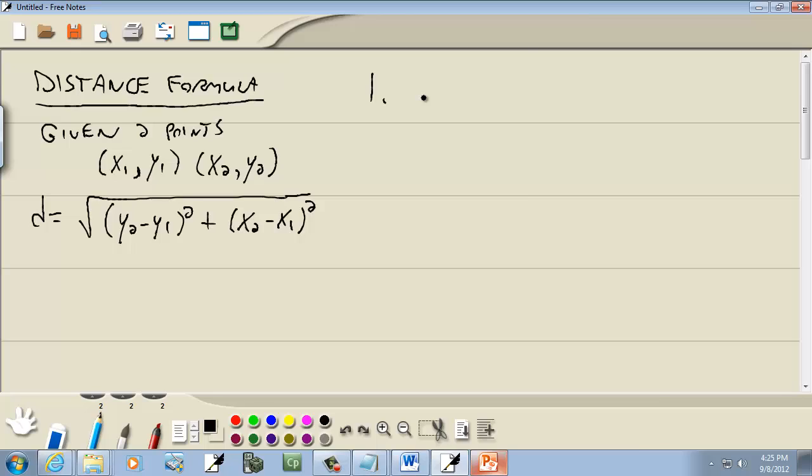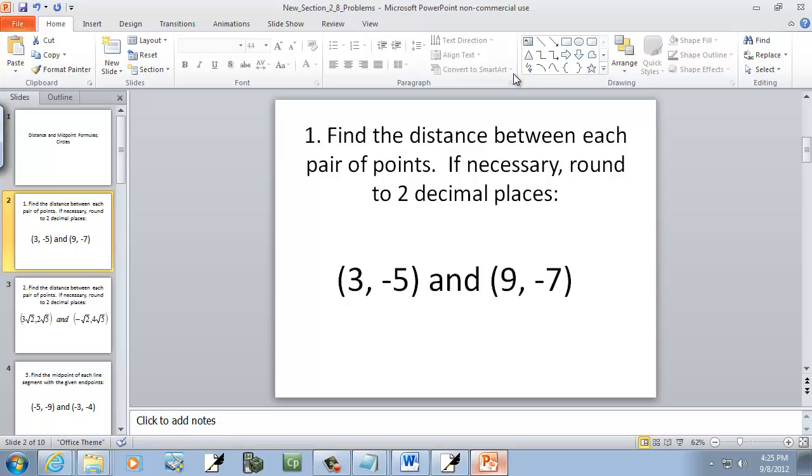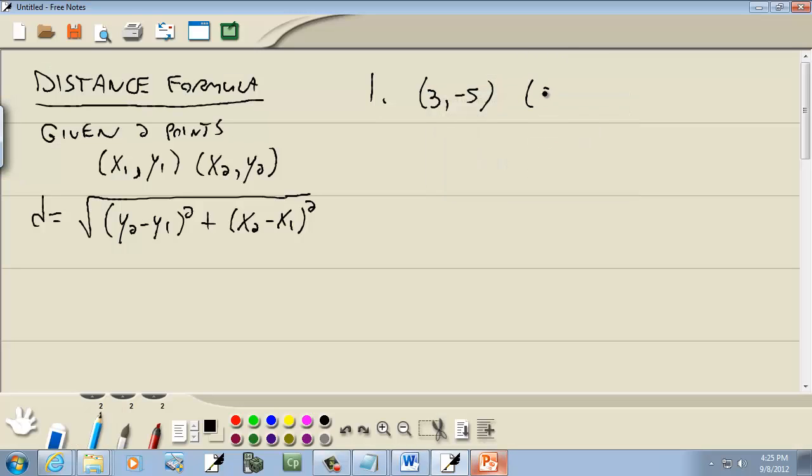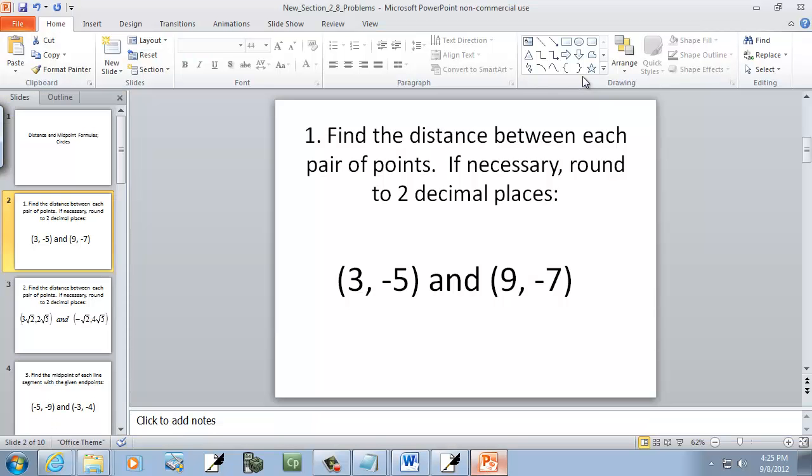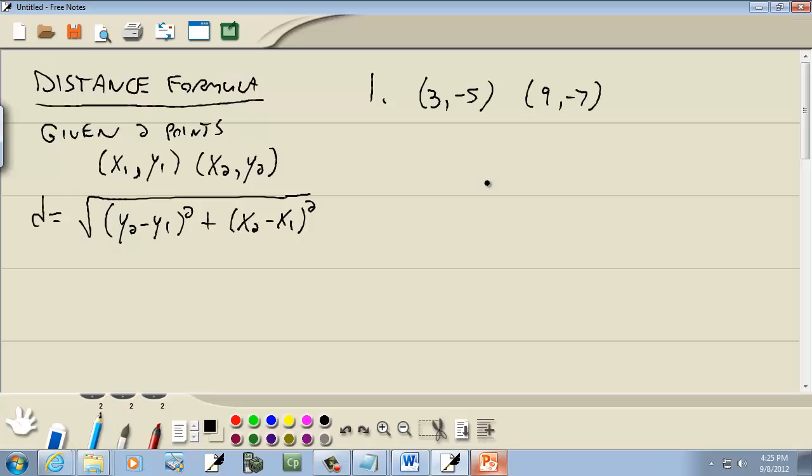Let's look at our first problem. We're given 3, negative 5, and 9 and negative 7. Instructions are to find a distance between each pair of points. If necessary, round to 2 decimal places. I won't actually plug this in my calculator. I like the exact answers myself.